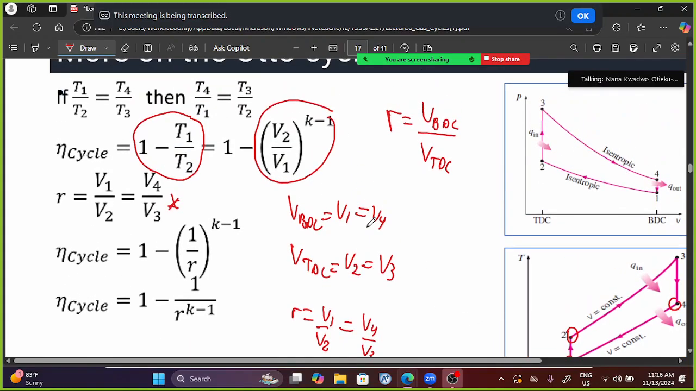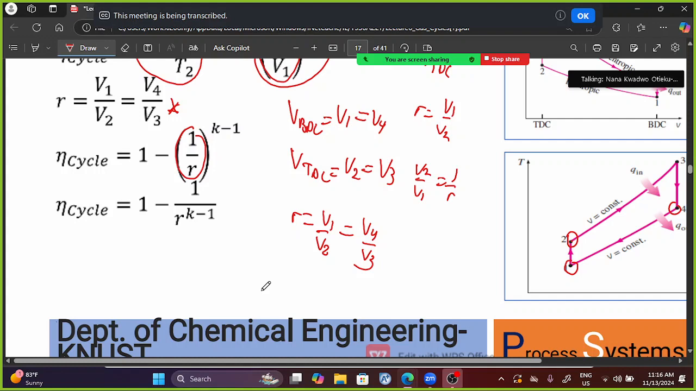And now we can replace the V2 over V1 here, this part here, with our R. So if R is equal to V1 over V2, then it means that V2 over V1 would be 1 over R. So that's why we have 1 over R in here. So for the Otto cycle, the efficiency of the cycle at the end of the day can be represented with this formula we see.